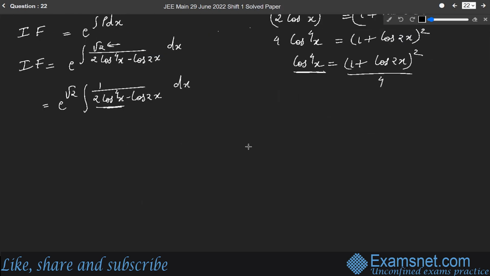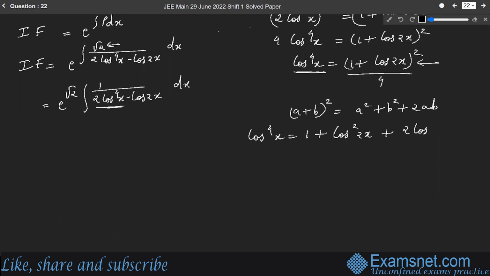Also we can do one thing. We can apply the formula for (a plus b) whole square. What is the formula for (a plus b) whole square? a square plus b square plus 2ab. So cos power 4x will be equal to a square, a square means 1 square, plus b square. What is b? b is cos 2x. So cos 2x square will be cos square 2x, plus 2ab, 2 into 1 into cos 2x is 2 cos 2x, divided by 4.